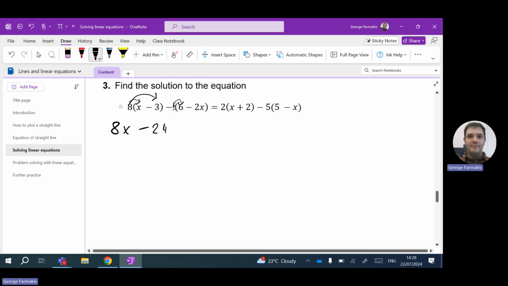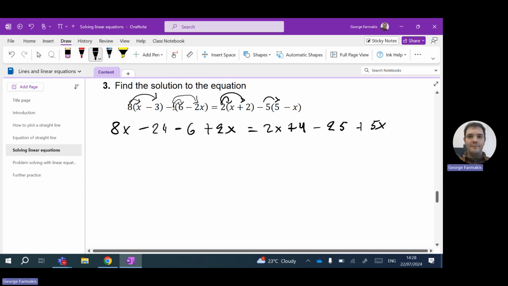Okay, so minus 1 times minus 6 will give us 6, minus minus gives a plus. So 2x equals 2x plus 4, minus 5 times 5, this is minus 25. Minus 5 times minus 6, two minuses, so minus minus will be plus 5x.